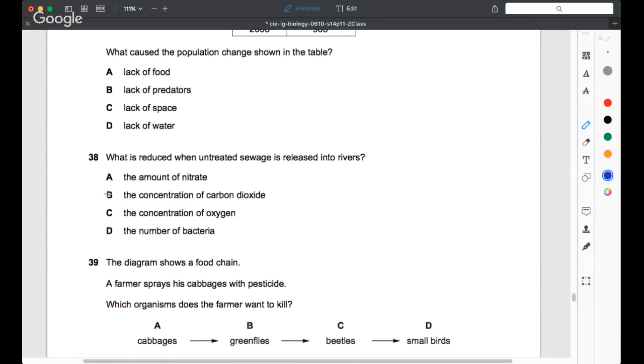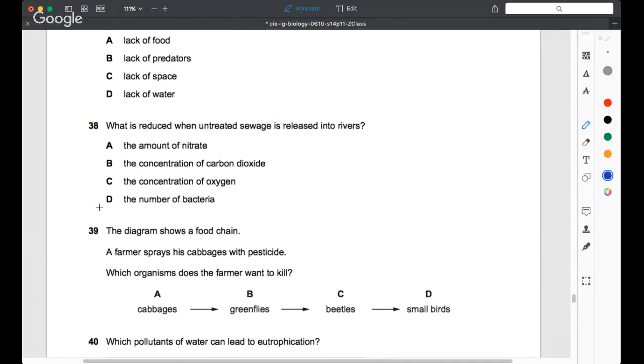What is reduced when untreated sewage is released into rivers? The amount of nitrate, the concentration of carbon dioxide, the concentration of oxygen, or the number of bacteria. This is C, the concentration of oxygen. So untreated sewage releases bacteria and other microorganisms into the rivers, which then consume all the oxygen to respire.